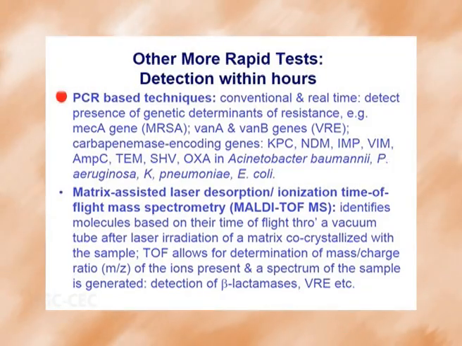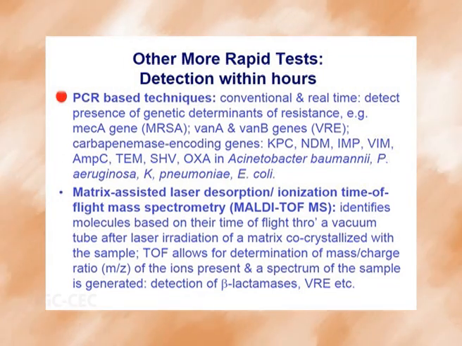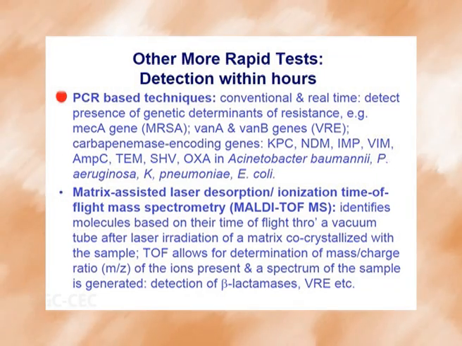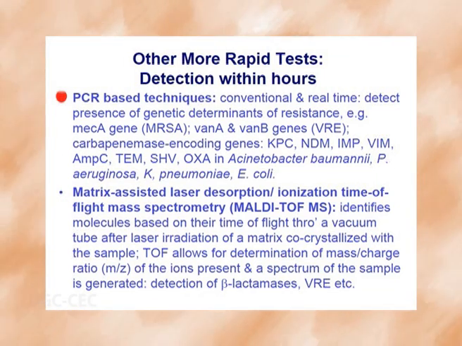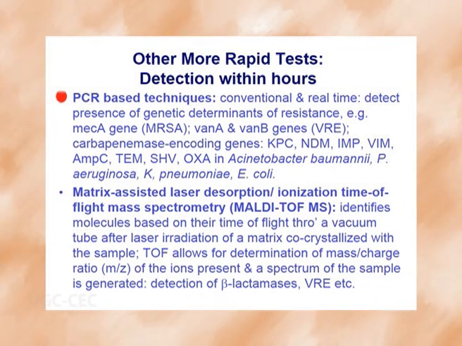We have the PCR-based techniques. These are available in many of the laboratories. Conventional and real-time PCR detect the presence of genetic determinants of resistance, like the mecA gene in the case of MRSA, that is methicillin-resistant Staph aureus. The vanA and vanB genes, which mediate resistance to vancomycin in enterococci, and carbapenem-encoding genes like KPC, Klebsiella pneumoniae carbapenemase, then New Delhi metallo-beta-lactamase, and other types of genes in Acinetobacter, Pseudomonas, Klebsiella, and E. coli.